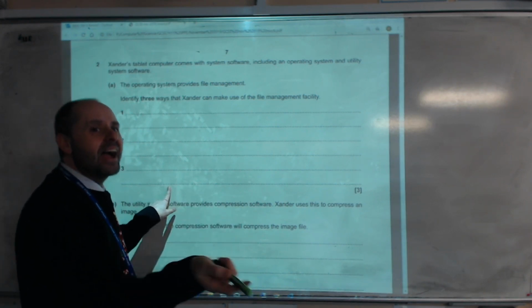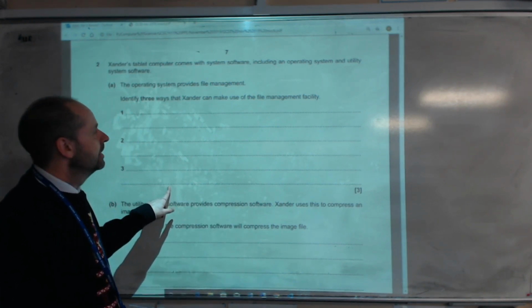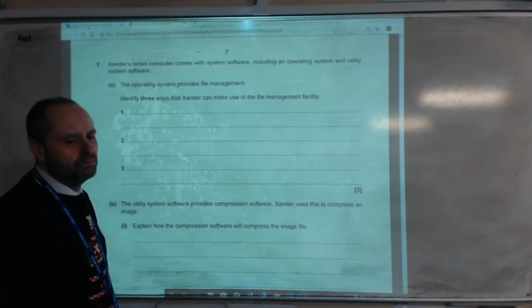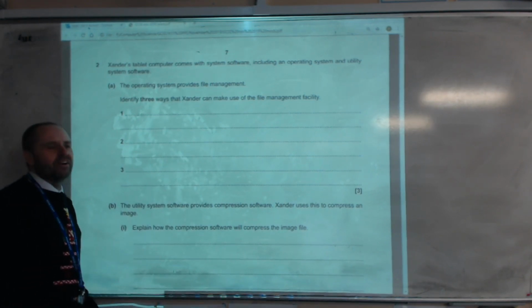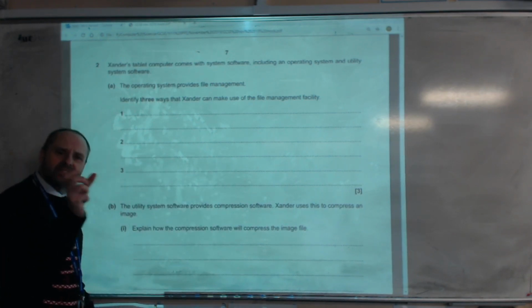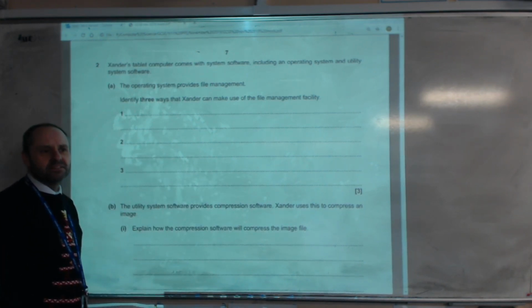It's asking how he can use it. So you can't just say sort, delete files. An easy way of deleting files, you can highlight them and delete them. But you need to say that. It's all about those things.